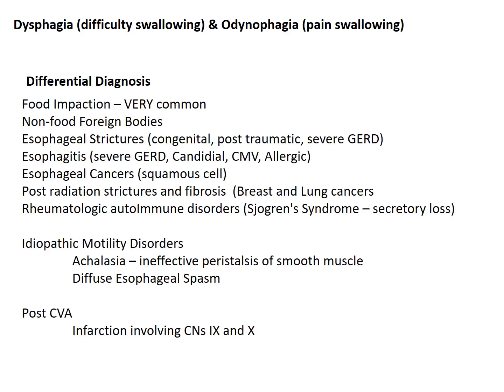This is due to ineffective peristalsis of the smooth muscle in the distal 2/3 of the esophagus. And then again, individuals who've had a stroke, particularly if that stroke involved cranial nerves 9 and 10, the innervation for those pharyngeal muscles, those individuals could have marked difficulty with swallowing. So there's a fairly big differential diagnosis for dysphagia and odynophagia.